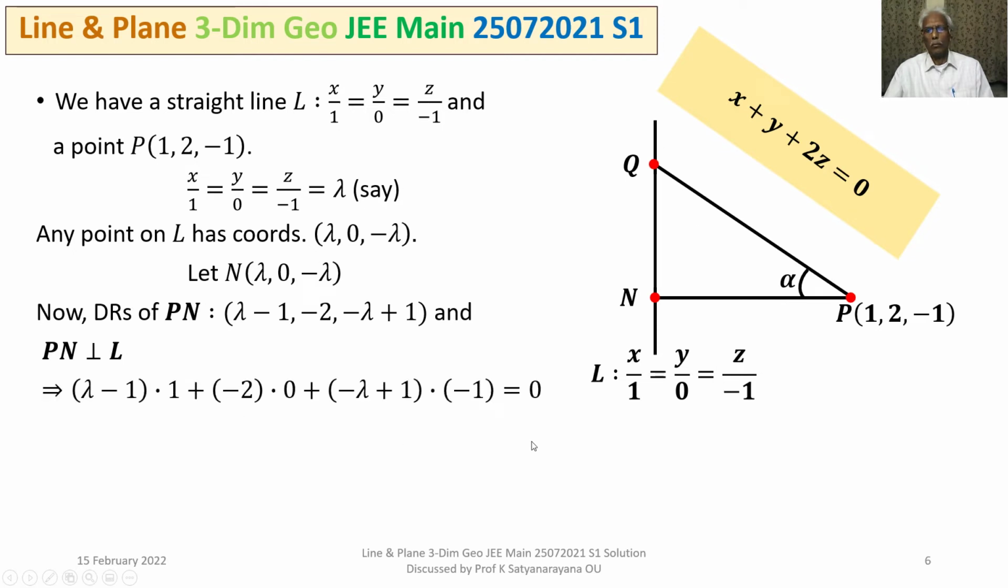So this is the one. Now simplifying, we get lambda is equal to 1. Take this lambda is equal to 1 and substitute in the coordinates of N. Then it will be 1, 0, minus 1. So therefore, the coordinates of the point N are 1, comma 0, comma minus 1. That we will show in the next diagram in the next slide.